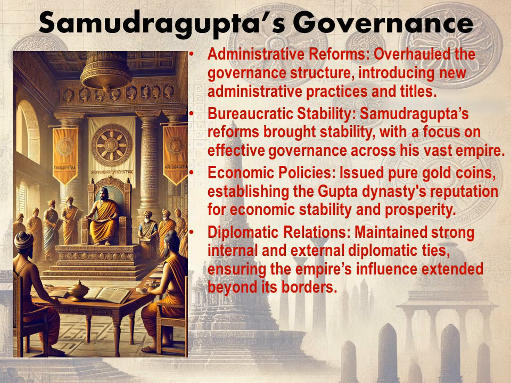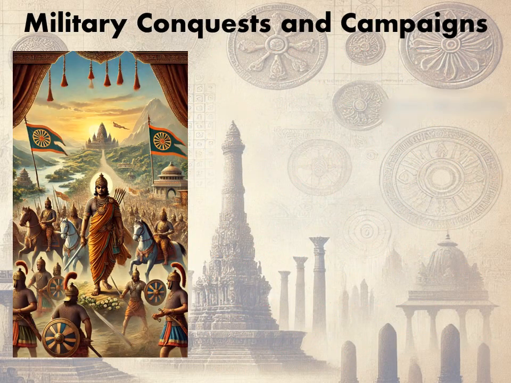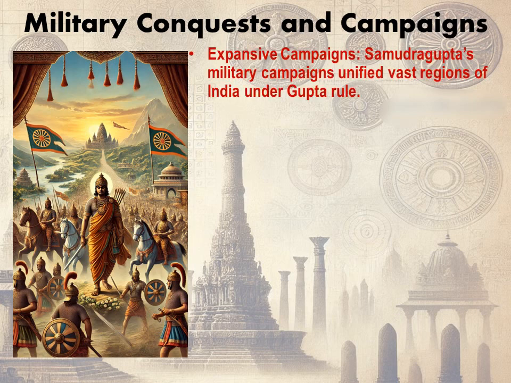So his influence was not only restricted to his own empire but also spread beyond its borders. His governance reforms influenced subsequent Indian dynasties, laying the foundation for a stable and prosperous empire. So, he laid the foundation of a stable and prosperous empire. Now, military conquest and campaigns. How were the military conquest and campaigns significant during the reign of Emperor Samudragupta?